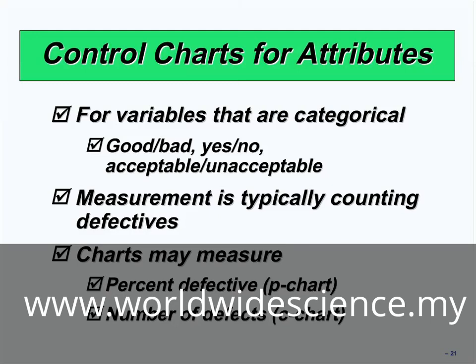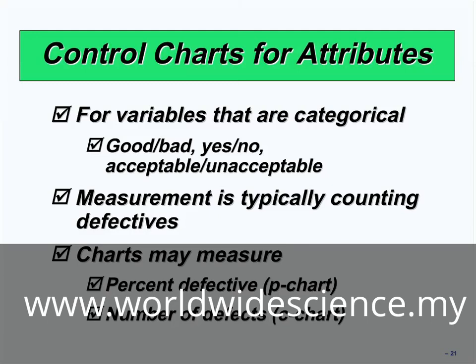Temperature can be measured by a temperature meter. They are variables. But attributes cannot be measured directly. We should calculate them through another way.